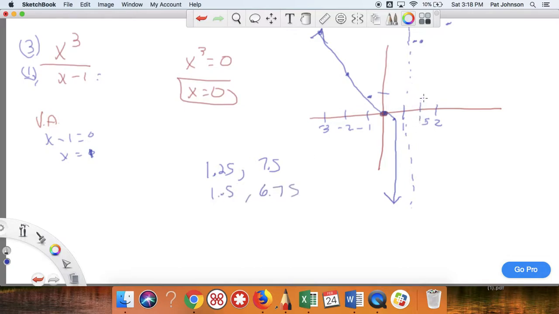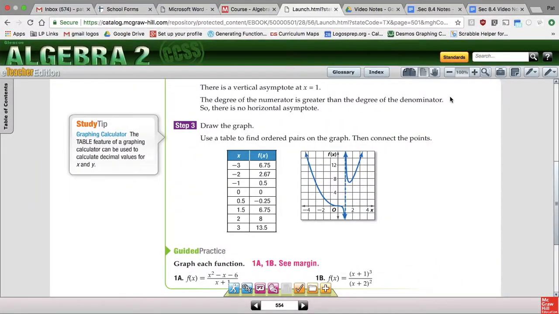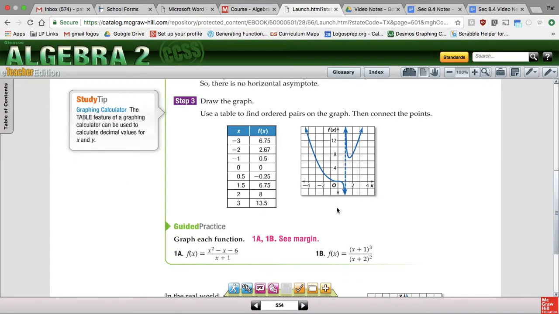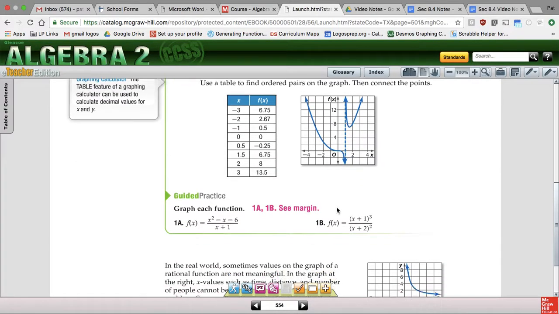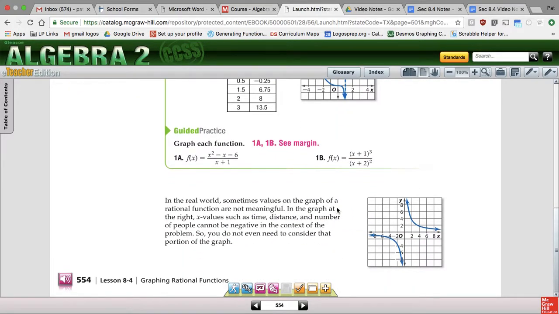So at 1.5, it's about right here. 1.25, which is to the left of this, is going to be higher. So my graph is going to look like this. It's going to do some crazy thing. And if you look in the book, it does this because we know it only crosses at 0 one time. So these asymptotes and zeros are going to help you graph it. So let's do another one.